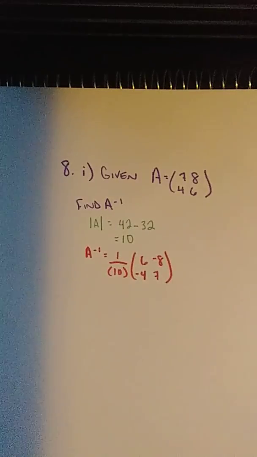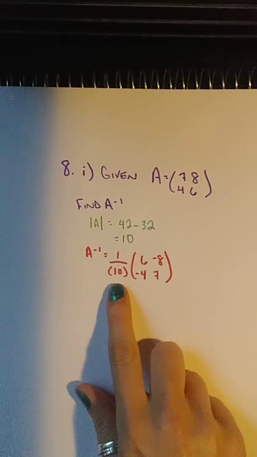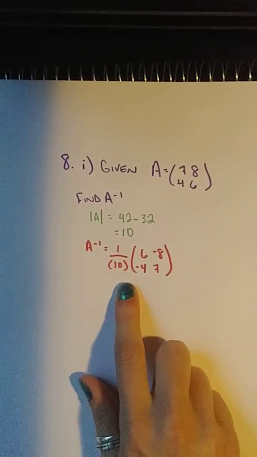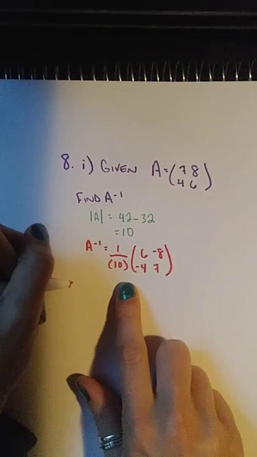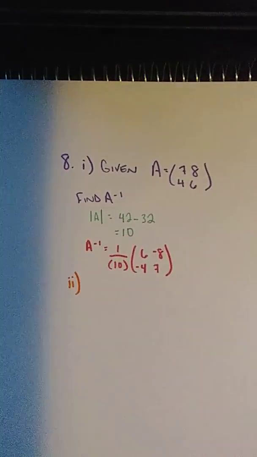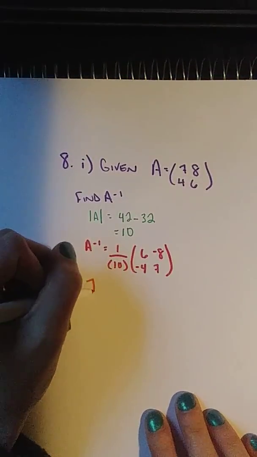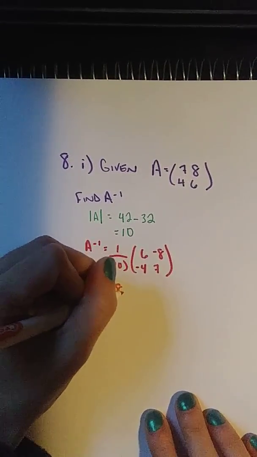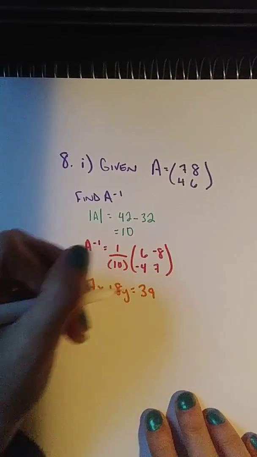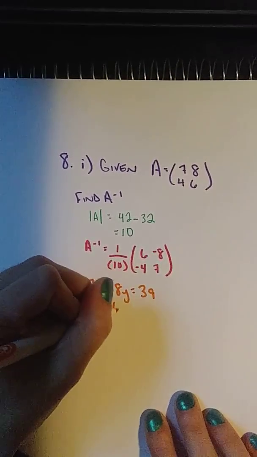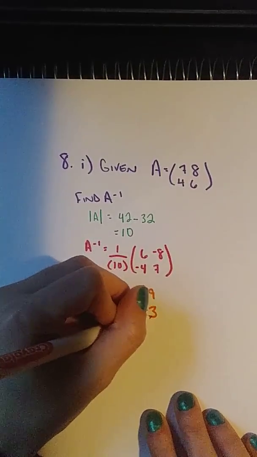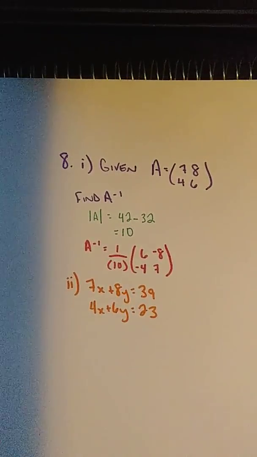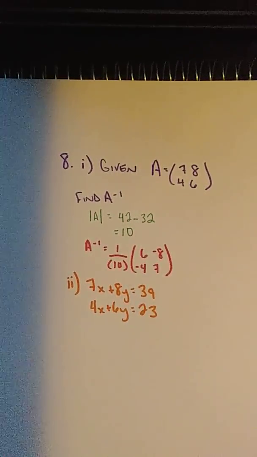So let's see what would happen if we leave it with the fraction out front, that's scalar undistributed, and go ahead and use this. So the second part of this question is asking us to use this inverse to solve the simultaneous equations: 7x plus 8y equals 39, and 4x plus 6y equals 23. In order to solve these simultaneous equations, we have to write them as matrices.